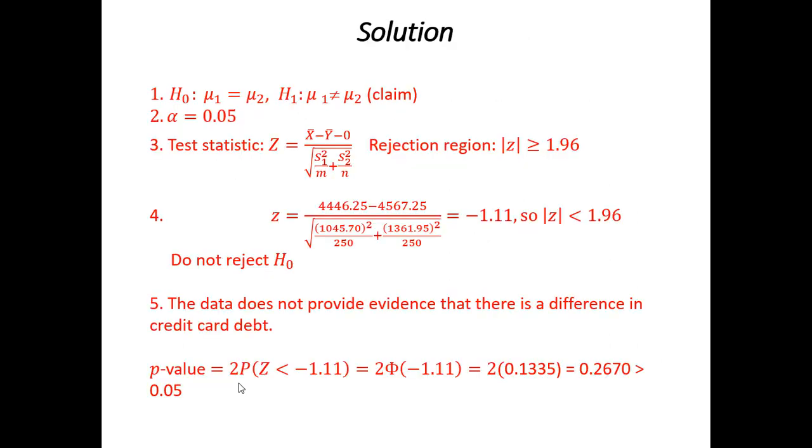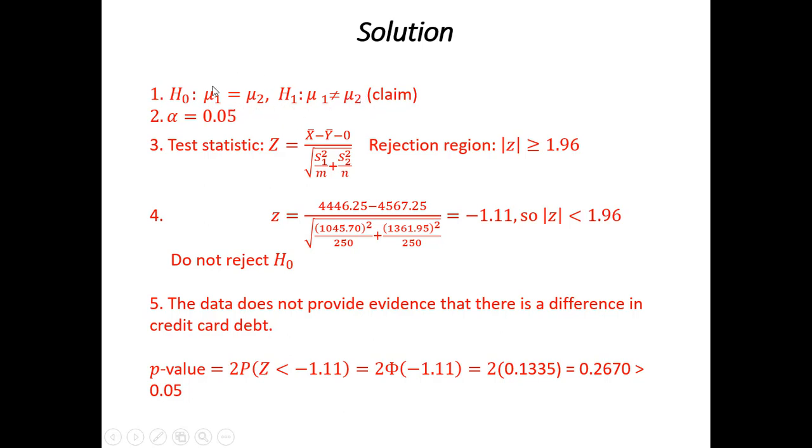Okay, so we use our 5-step method. Step 1 is to identify the hypotheses. Notice in the statement we weren't given any indication as to whether one mean is greater than the other or less than the other. So we set this up as a two-sided test. The null is that the means are equal. The alternative is that they're not equal.